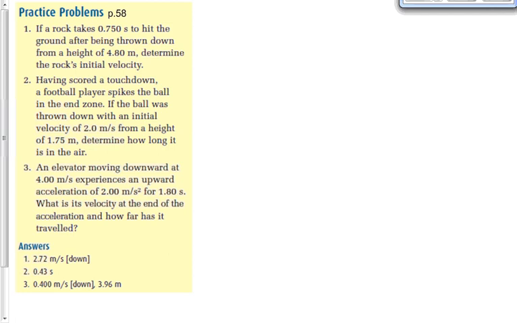Let's take a look at number 1. It says if a rock falls 0.75 seconds to hit the ground after being thrown down from a height of 4.8 meters, determine the rock's initial velocity. So the time interval here is 0.750 seconds. The acceleration, as we know, is neg 9.81.